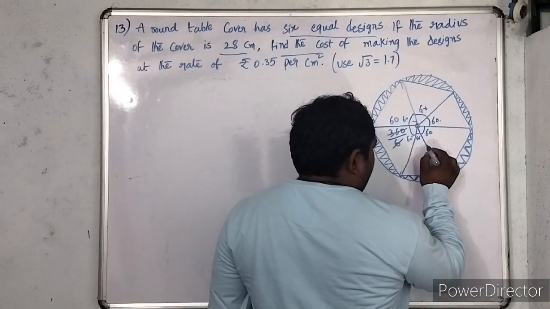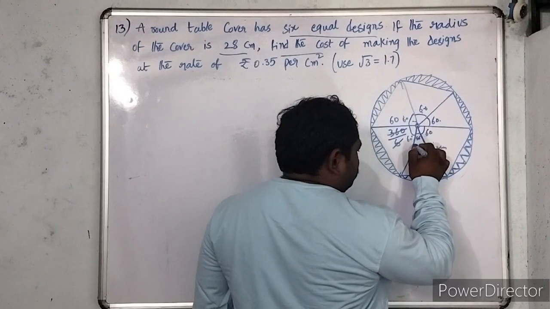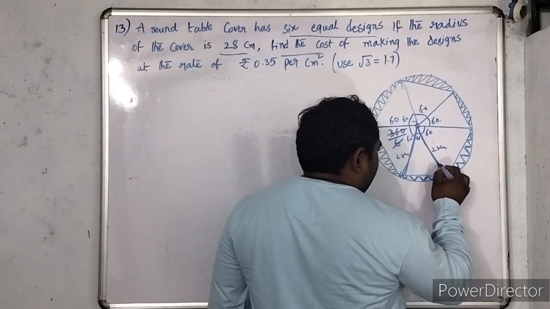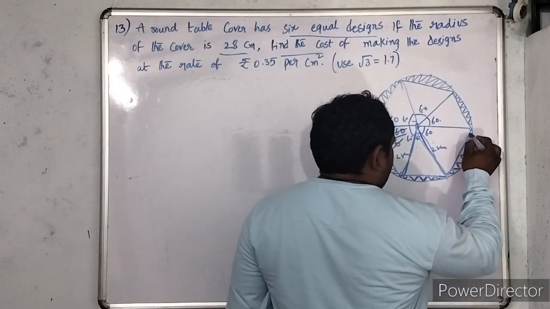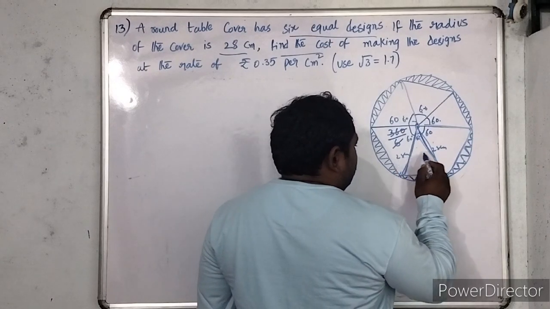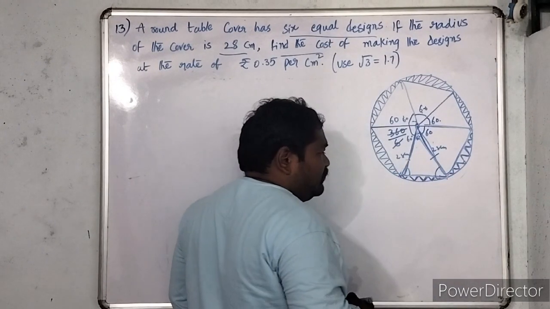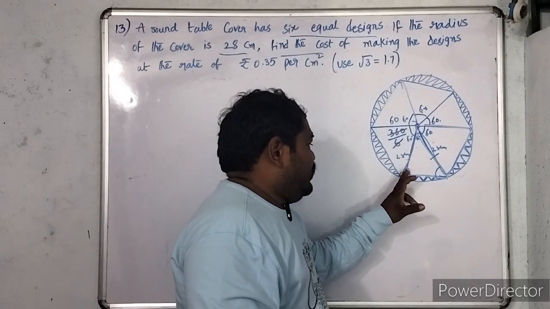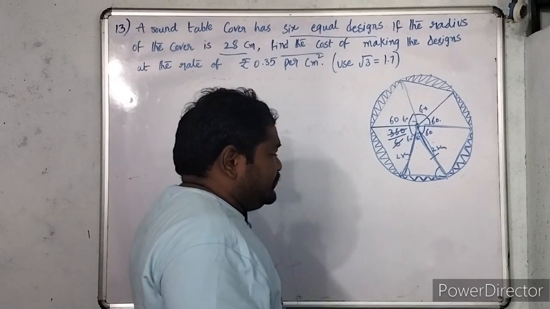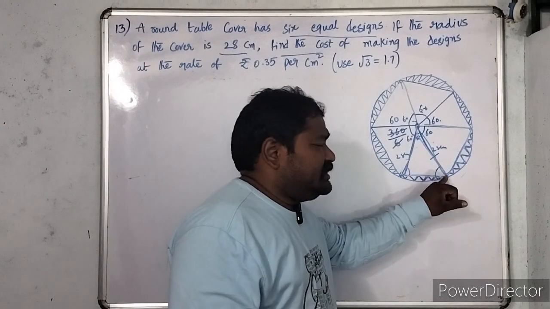Now, the length of this radius is 28 centimeters. This is also a radius, 28 centimeters. For example, this is a triangle. This is also a triangle. These all are triangles. In this triangle, two sides are equal. The angles opposite to equal sides are also equal. It is a 9th class theorem. The angles opposite to equal sides are equal. They have already given 60 degrees as one angle. If these two angles are equal, this must be equal to 60, 60.